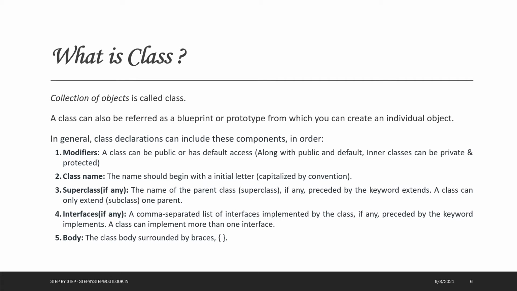If you are implementing any interface as part of this class, then you need to write down the list of comma separated interfaces implemented by the class, preceded by the keyword implements, and then finally the body. So these superclass and interfaces are not mandatory. It is as per the need whether you want to extend any class or implement any interface. And then finally the body of the class will be there. It will start with braces and end with braces only.